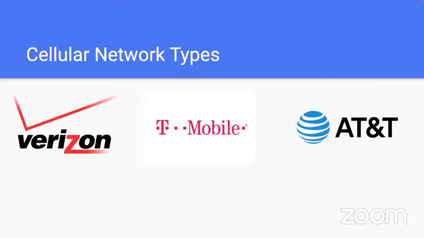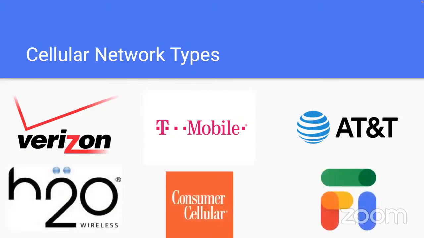There are 2 main types of networks that are done by 2 different groups. You have the mobile network operators who own and operate their network, and the mobile virtual network operators who don't own their own network but operate off of the mobile network operators.